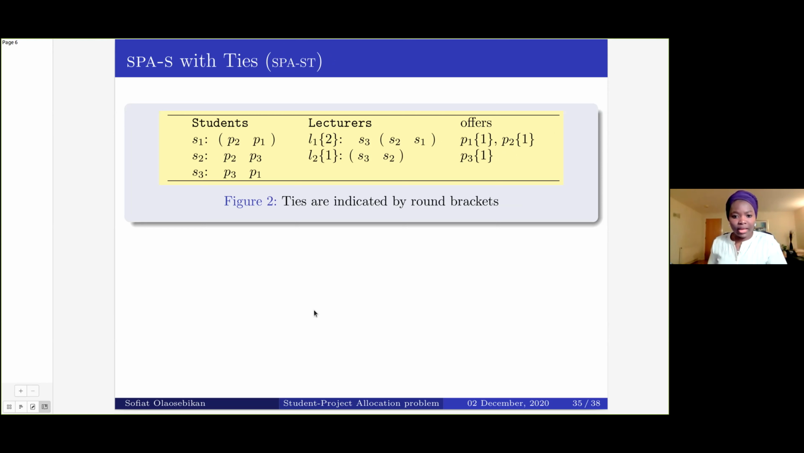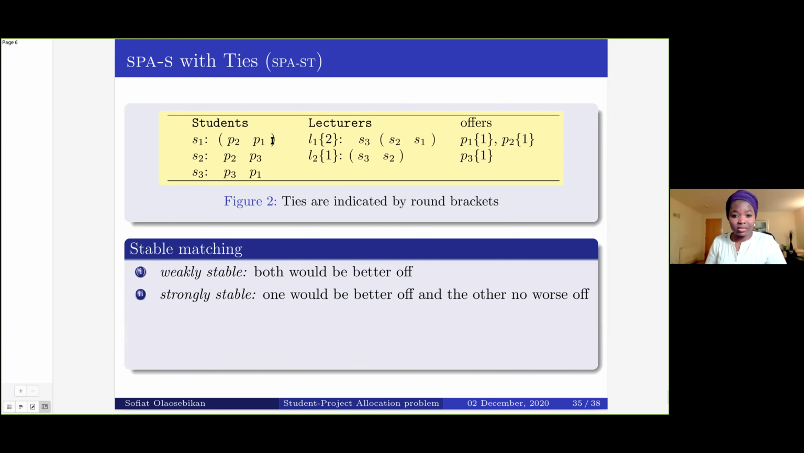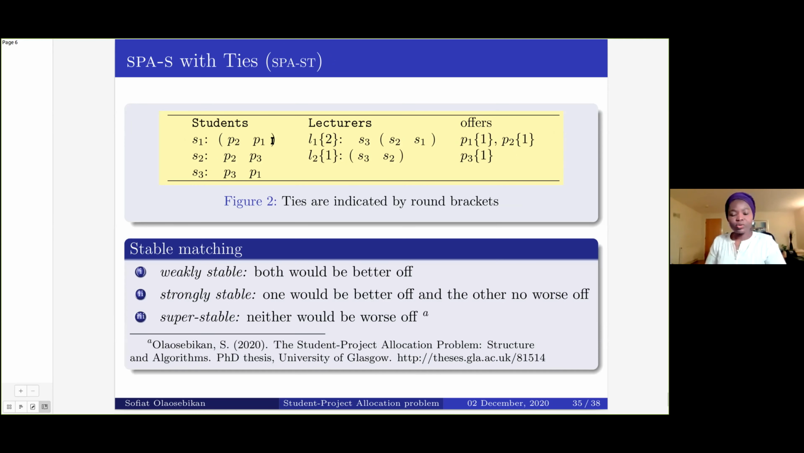case, where student 1 is indifferent between project 2 and project 1, there are 3 different types of stable matchings that can arise. The first one is weakly stable matching, where if a blocking pair wants to occur, then both the student and the lecturer must be strictly better off. The second one is strongly stable. What that means is if a blocking pair wants to occur, either one of them is strictly better when the switch happens, and the other is no worse off, or the other way around.